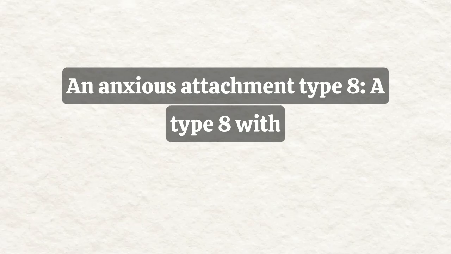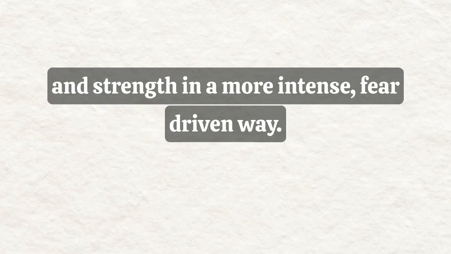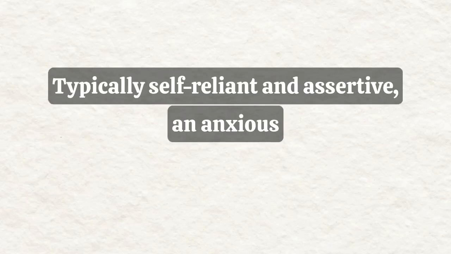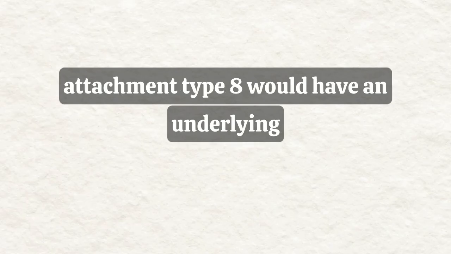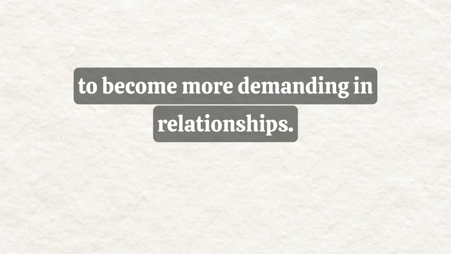An anxious attachment type 8. A type 8 with an anxious attachment style expresses their need for control and strength in a more intense, fear-driven way. Typically self-reliant and assertive, an anxious attachment type 8 would have an underlying fear of abandonment or betrayal, leading them to become more demanding in relationships.